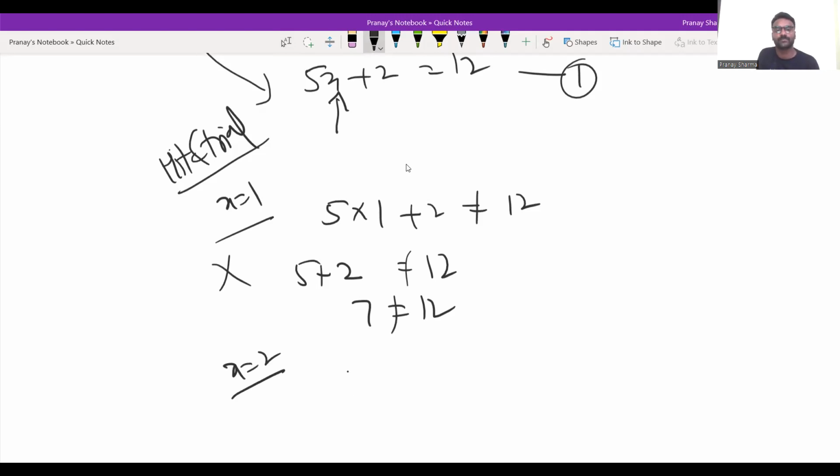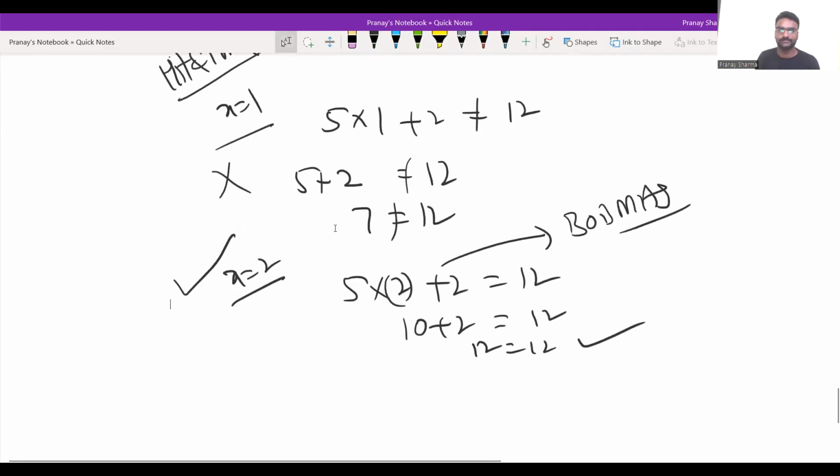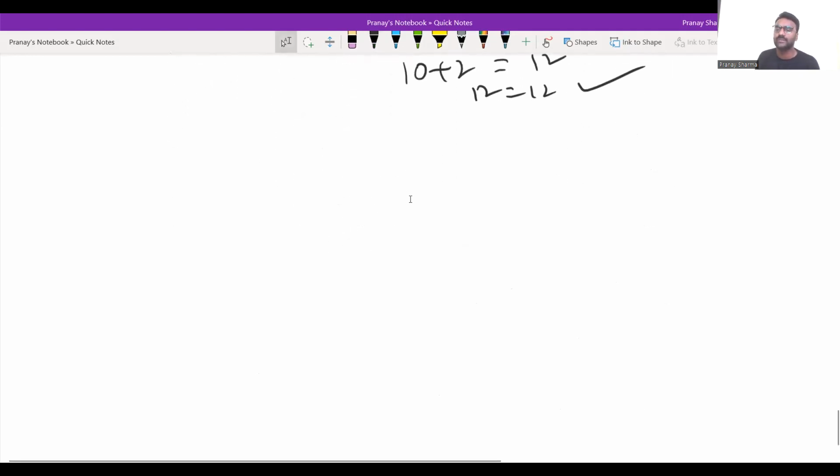Take x as 2. 5 into 2 plus 2 in equation 1. Then this will be 10 plus 2 equals 12. This can be solved with BODMAS; multiplication is to be followed first. So 12 equals 12, bingo. That means x equals 2 is accepted. So this is what we call a solution.